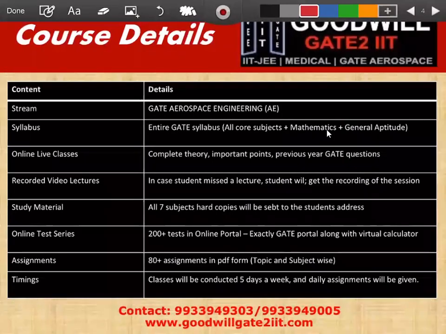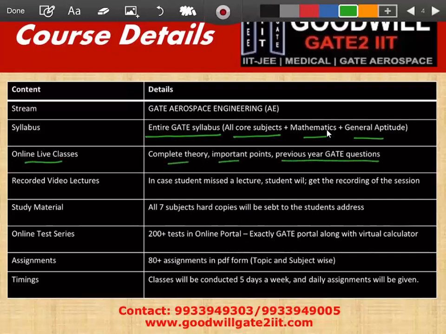Now I'll tell you the details of the crash course. This is an entire summary. It looks very bulky, but I'll quickly try to explain it. The entire GATE syllabus will be covered, so nothing will be left out. We'll be doing all core subjects: propulsion, structures, aerodynamics, flight mechanics, space mechanics, and maths and aptitude. I'm not saying any core or non-core topics; everything will be covered. All theory, derivations, important points to remember, formulas, GATE questions, and other numericals to practice will be included in the classes itself, in the online live classes.